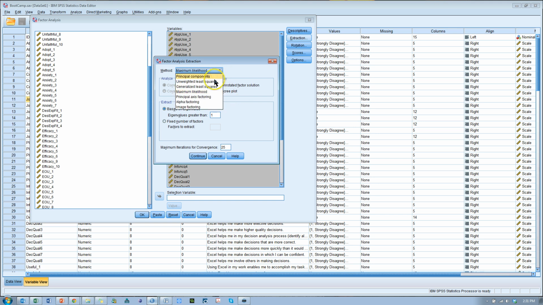There are many different others you can use. They all have their different quirks, and I have a slide on all of these. But I'm going to use maximum likelihood. If you want a scree plot, you can include one. I never do because it's just replicating a table.